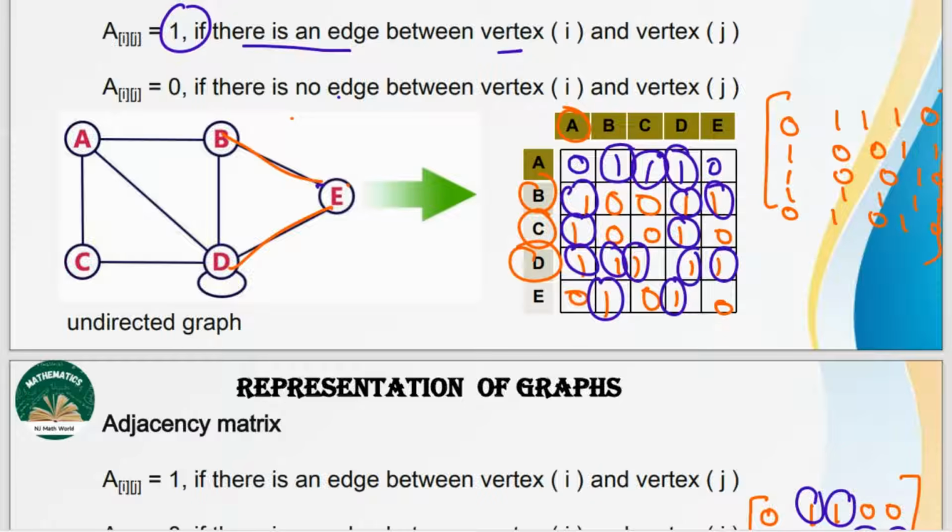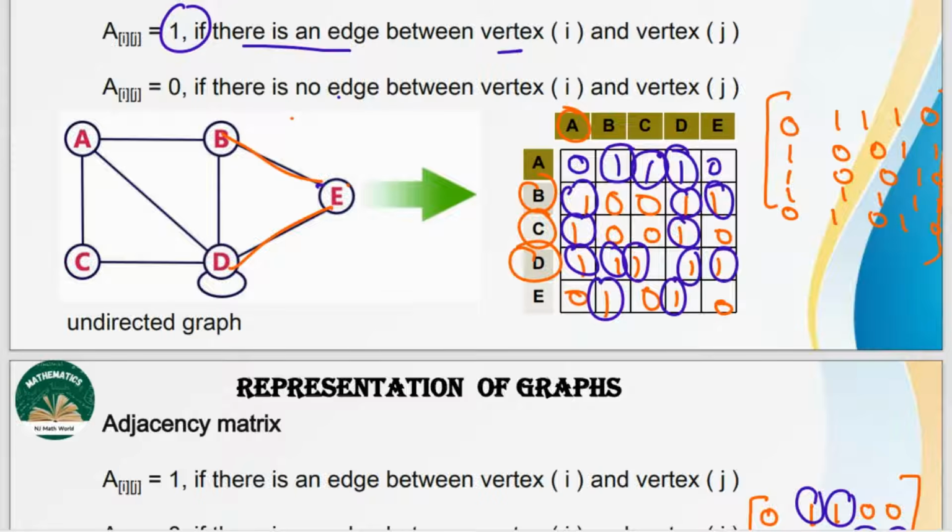Then D to C is also 1, D to E is 1. Then you have E to A is 0, E to B is 1, E to C is 0, E to D is 1, then E to E is a 0.